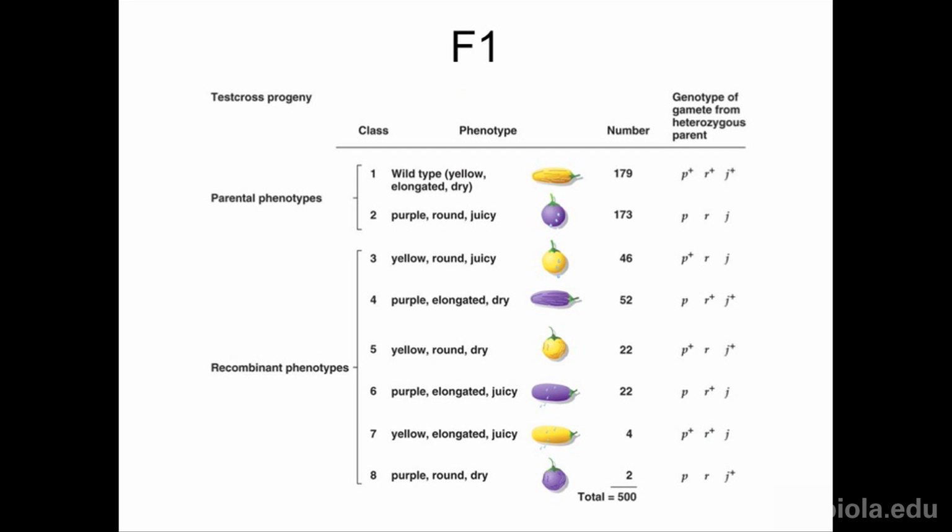So the 2 most common phenotypes are going to represent what the mother's chromosomal genotypes were. Okay? So wild type is the most common. Purple, round, and juicy is the most common. Okay? So we know that the genotypes for the mother that she most often gives was all of the wild type alleles on one chromosome and all the recessive alleles on the other chromosome. Okay? Does that make sense? Her most frequent contribution is a chromosome that didn't undergo recombination.